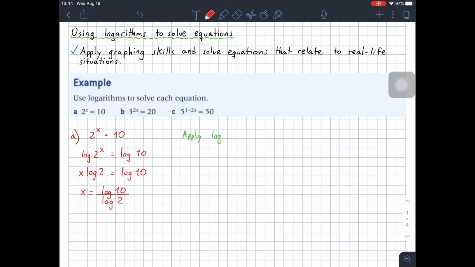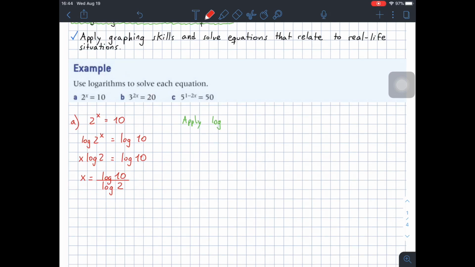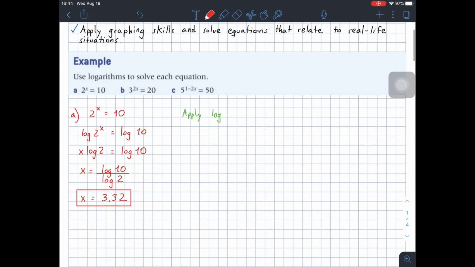If you solve this using a calculator, because the number would be something a little bit ugly, you should get the final answer for x, log of 10 divided by log of 2. And this is 3.32 if you round it to 3 significant figures. Okay, so this is how we solve this type of equation. You see that we need to apply the concept of logarithm in order to be able to solve this. Okay, so that's it for part A.